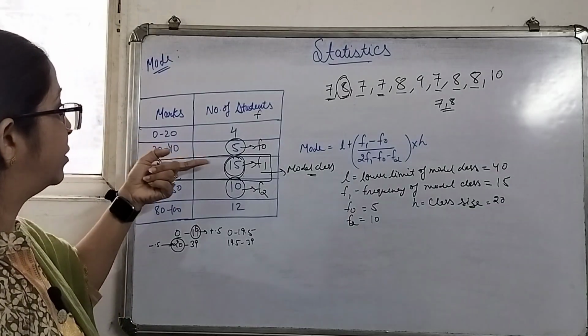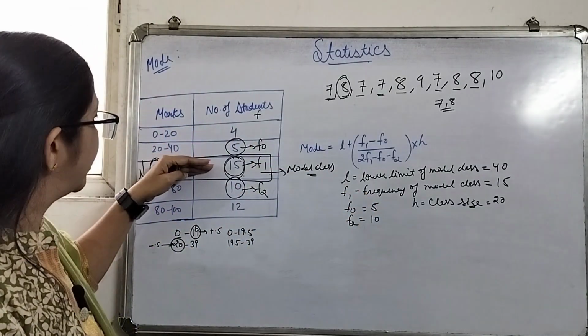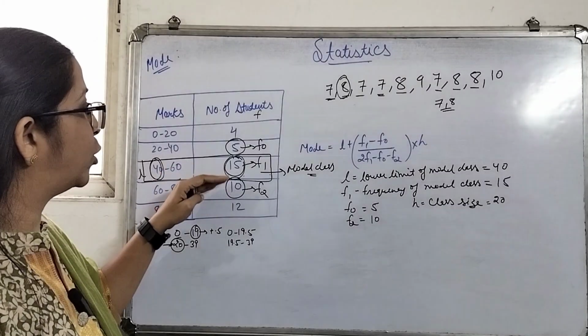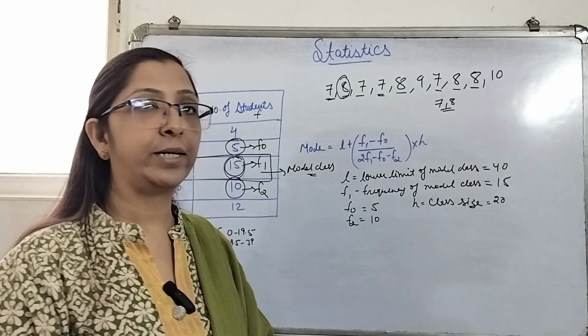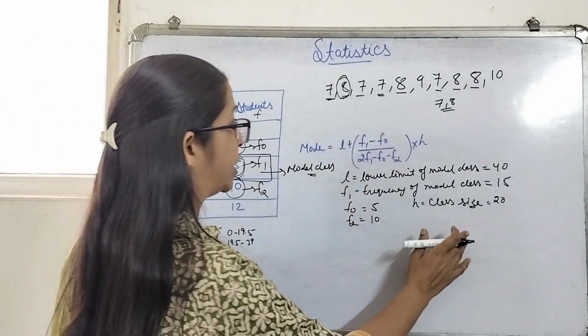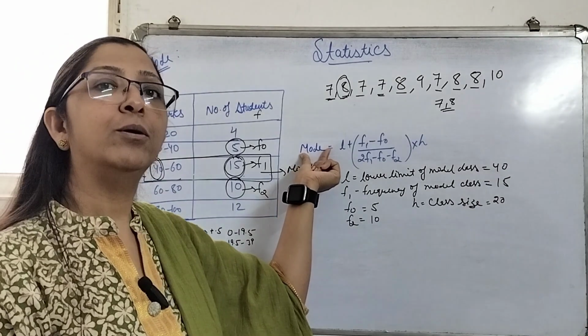Frequency of the class interval preceding the model class is the value of F0. Frequency of the class interval succeeding the model class is the value of F2. H is your class size, which is 20. Now we have taken all the values. If we keep all these values in the formula, we will get the value of mode.